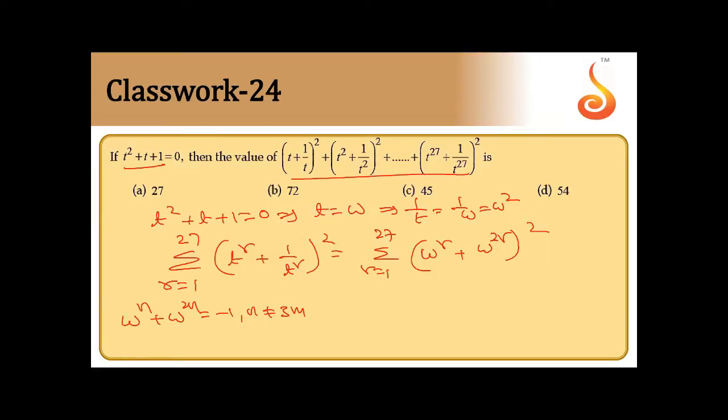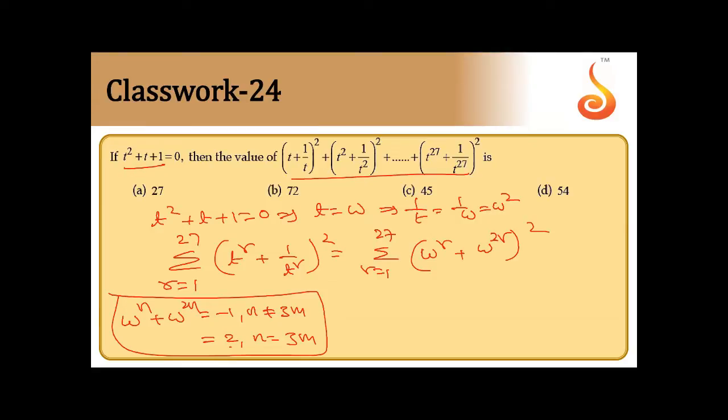N is not a multiple of 3, it equals 2 when n is a multiple of 3. You have this property. So now, how many multiples of 3 are there from 1 to 27? And the non-multiples of 3 you can get from the remaining. So that means omega power r plus omega power 2r can be 2 or minus 1. Two combinations will come here.